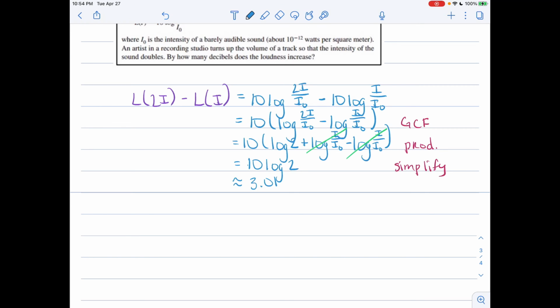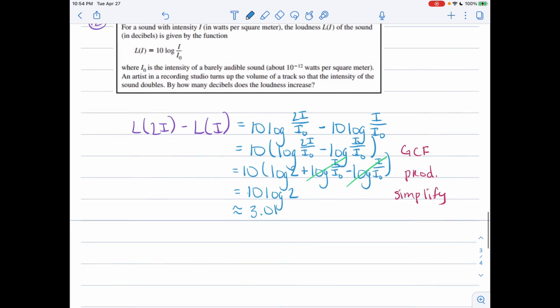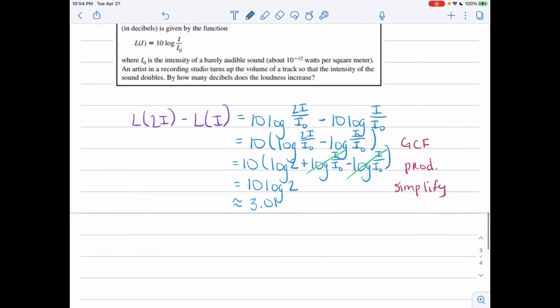And remember that the loudness was in decibels, so we can say decibels, which is a lowercase d and a capital B, decibels.